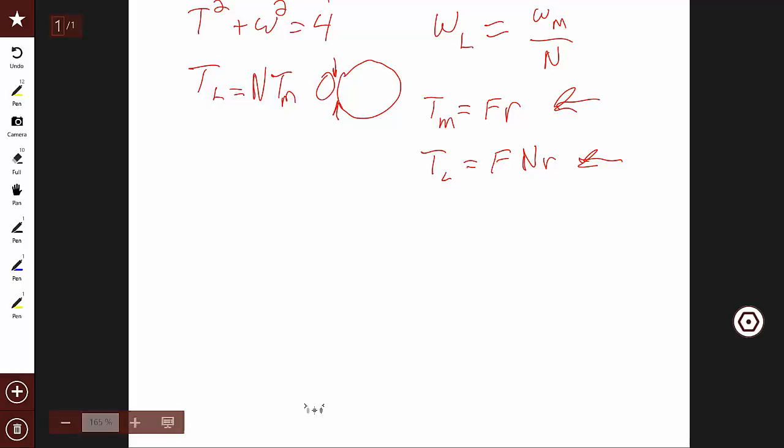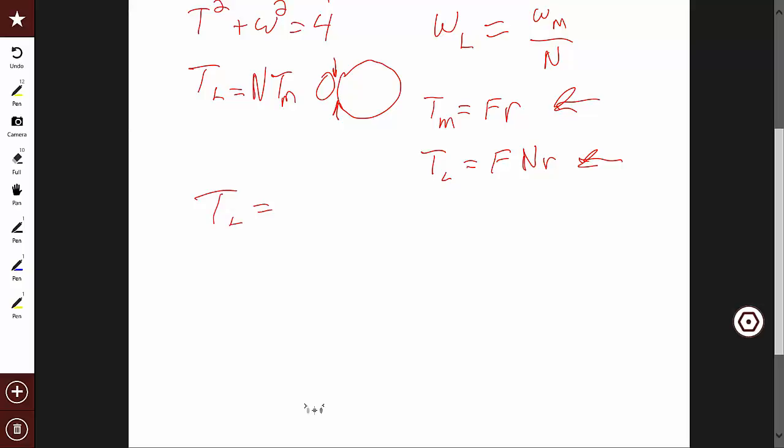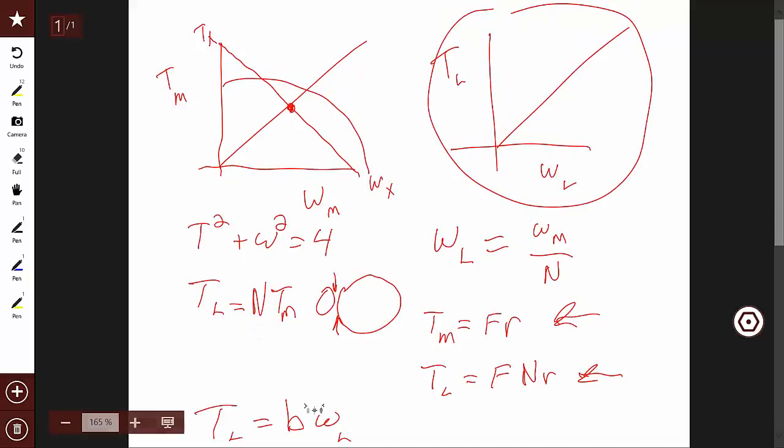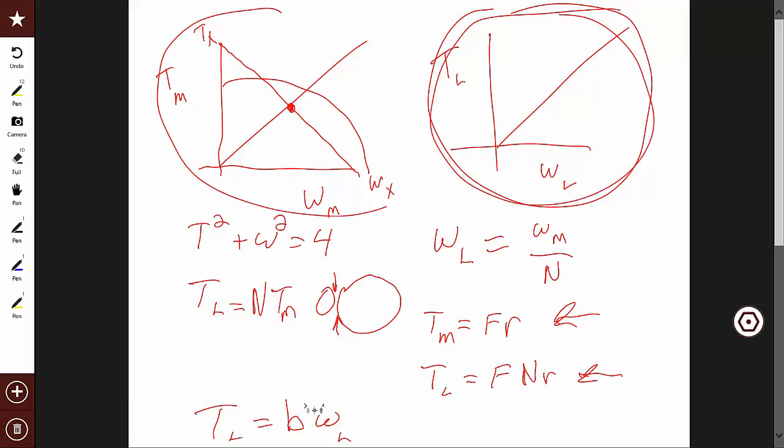Then, just to keep it simple, I said suppose your load was equal to some constant times the speed. I want to find the operating point when I have a gearbox. I need to plot the load curve on top of the motor curve. I need to plot this on top of this. That's how you find operating points.